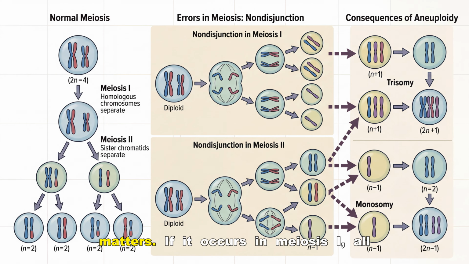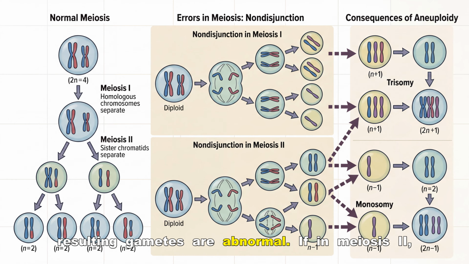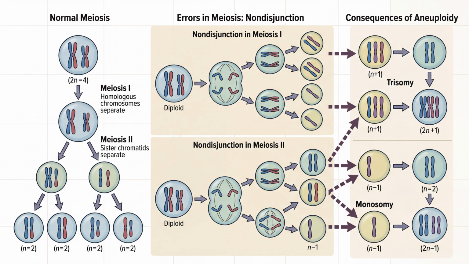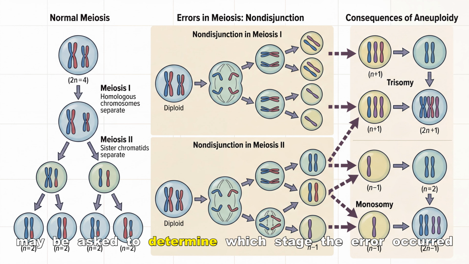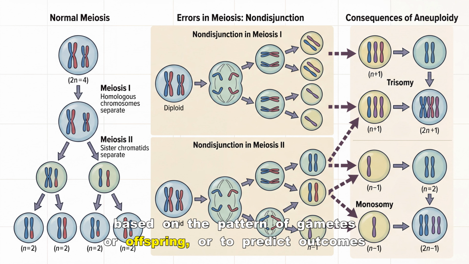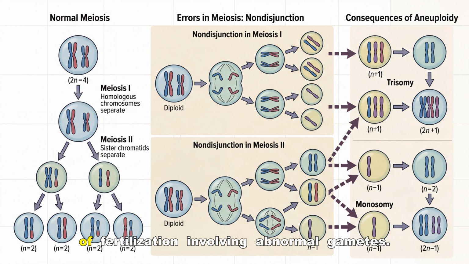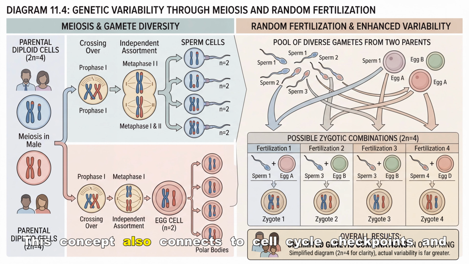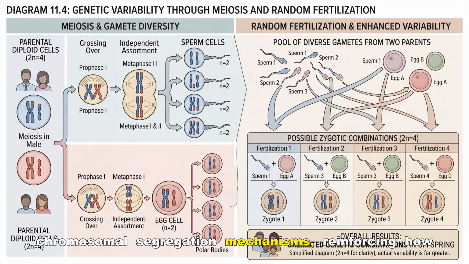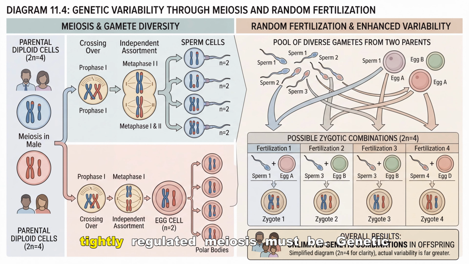The stage matters. If it occurs in meiosis I, all resulting gametes are abnormal. If in meiosis II, only half are affected. On the MCAT, you may be asked to determine which stage the error occurred based on the pattern of gametes or offspring, or to predict outcomes of fertilization involving abnormal gametes. This concept also connects to cell cycle checkpoints and chromosomal segregation mechanisms, reinforcing how tightly regulated meiosis must be.